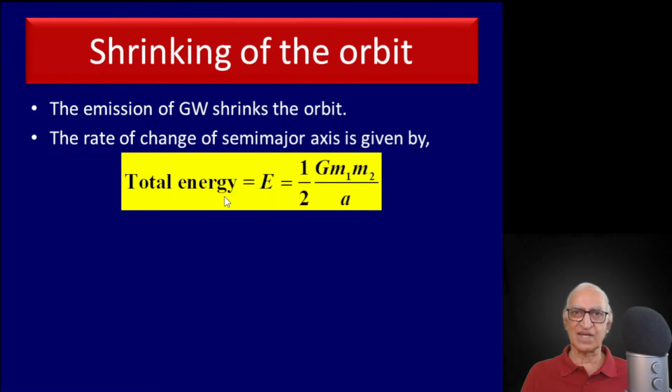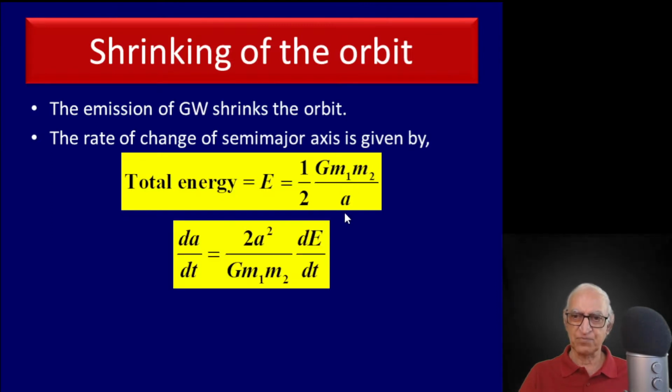Therefore, the total energy according to the virial theorem is 1/2 of G m1 m2 over r. Now, I can take the derivative of this and I get dA/dt, the rate of change of the semi-major axis of the ellipse because of the emission of gravitational radiation, given by this expression. And the right-hand side, dE/dt, is the energy radiated per unit time in the form of gravitational waves.